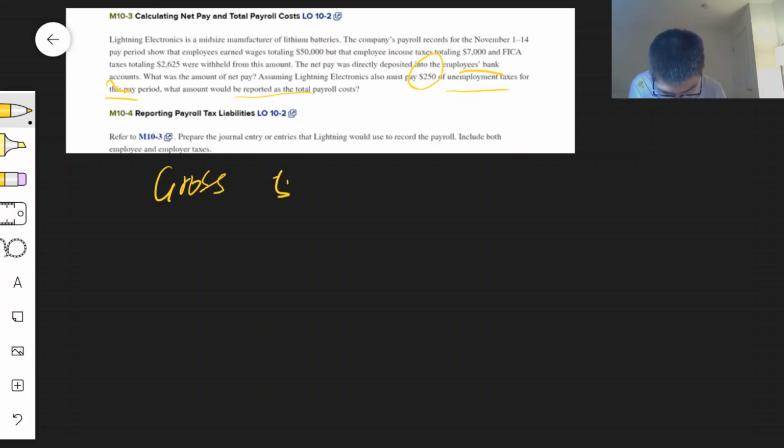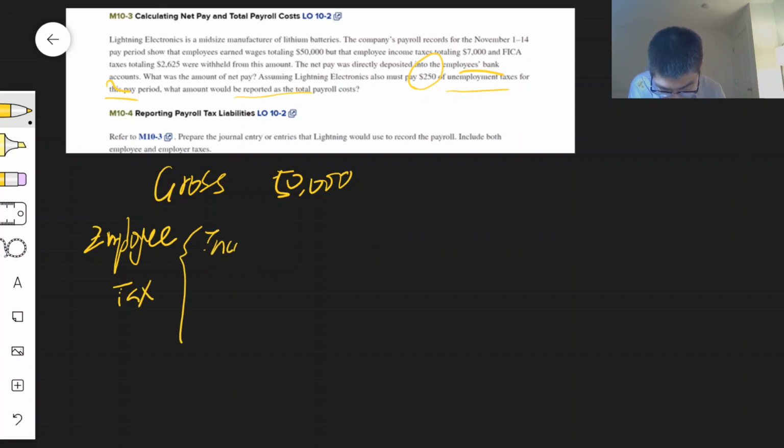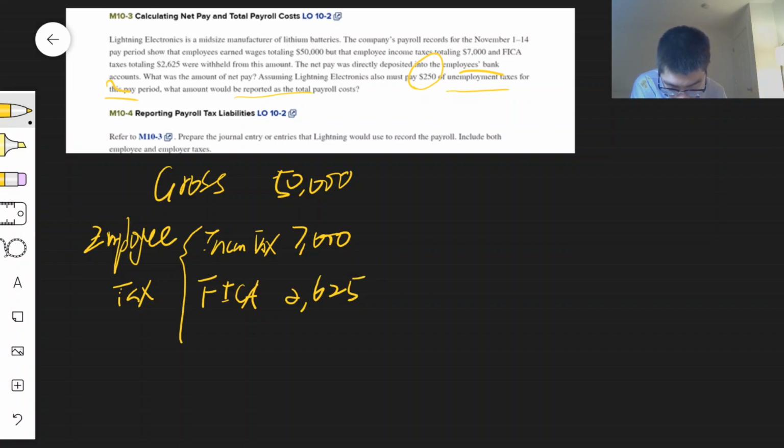Gross salary is $50,000 for the employees, and out of that, the employees have to pay taxes: income tax of $7,000 and also FICA of $2,625. Those are withheld by the company, and on behalf of the employees, the company will pay these amounts to the tax agency in the future.